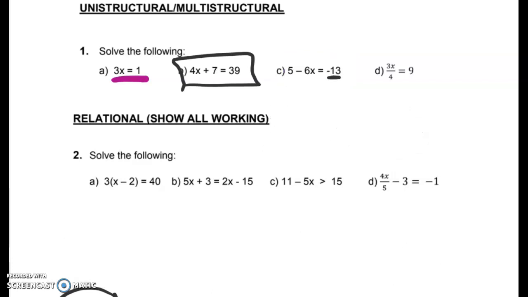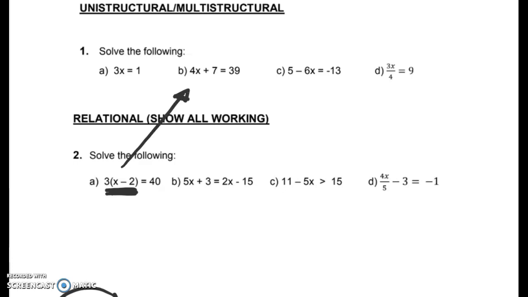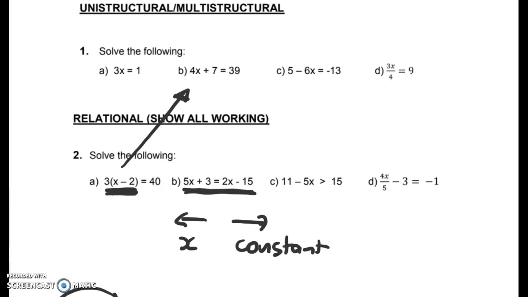So there are some patterns in here that are worth noticing before we get underway. In this one, we've got brackets on the left-hand side. So one thing we can do with those is to expand them. Once we've done that, it turns back into an easy two-step pattern. In the second question, we've got x's on the left and the right-hand side. So the goal here is to get all of the x stuff to one side and all of the constant stuff to the other. Doesn't matter which side you do.